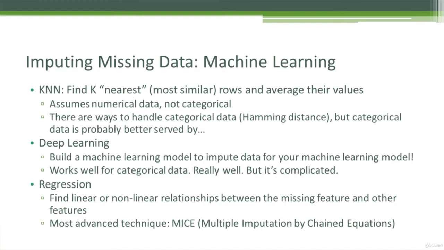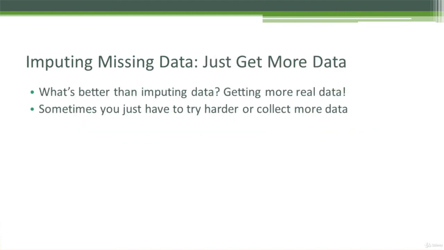You can also just do a multiple regression on the other features that are in your data set. That's also a totally reasonable thing to do. And through regressions, you can find linear or nonlinear relationships between your missing feature and the other features that are in your data set. And there is a very advanced technique along these lines called MICE, which stands for multiple imputation by chained equations. It's kind of the state of the art in this space right now for imputing missing data. So, all right.